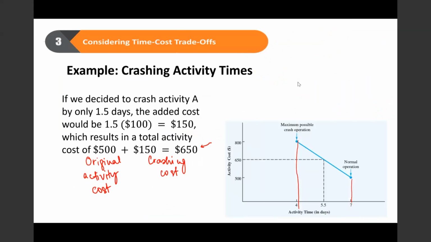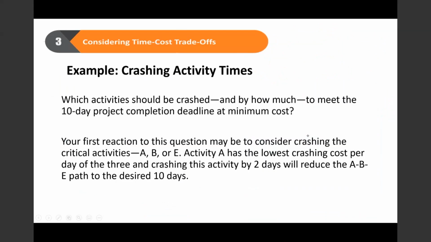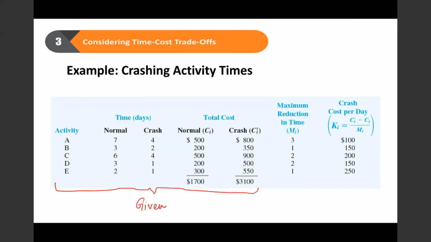Okay, here. Activity A, you can reduce it. So we are looking at activity A, B, and E. Activity A, I can reduce by 3 days. It costs me $100. Activity B, I can reduce it by a day. It costs me $150. Activity E, I can reduce it by a day. It costs me $250.